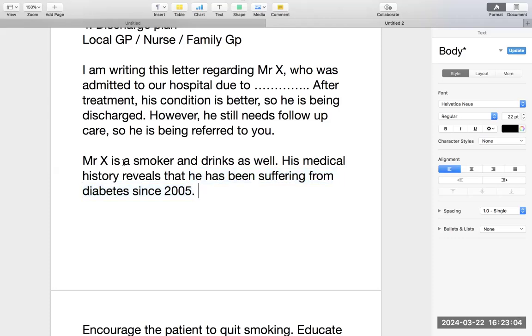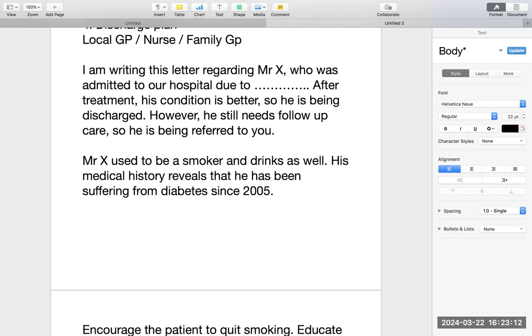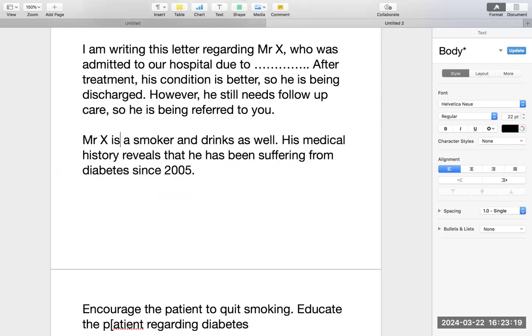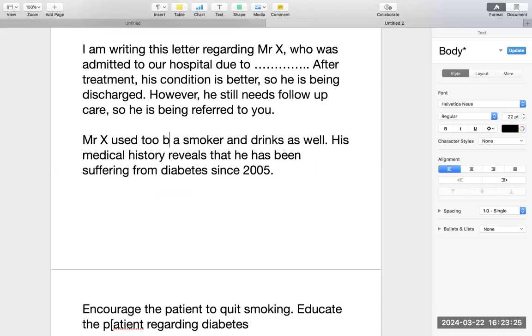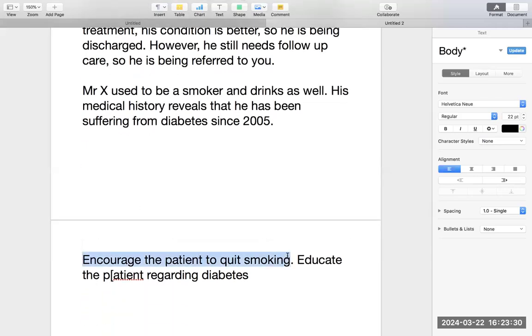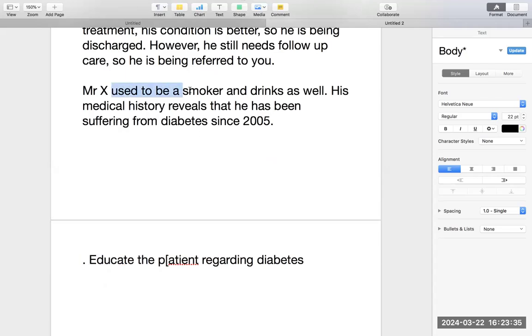The best thing you can do, if the patient was a smoker and he is not smoking now, is use the phrase used to be a smoker. Only when the patient was earlier smoking and now is not, you use this. Otherwise, simply, the patient is a smoker. If he has quit, then he used to be a smoker. Obviously, if the patient has quit, it cannot be in the discharge plan to encourage the patient to quit smoking, because this means he has already quit smoking. So the discharge plan will never say that he has to quit smoking.